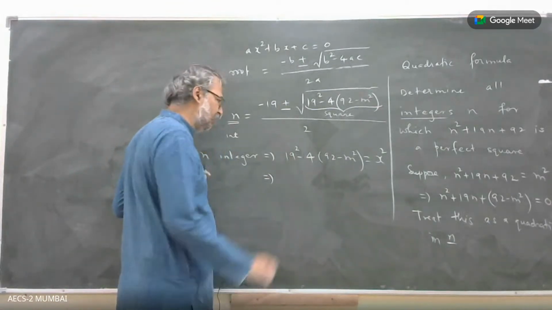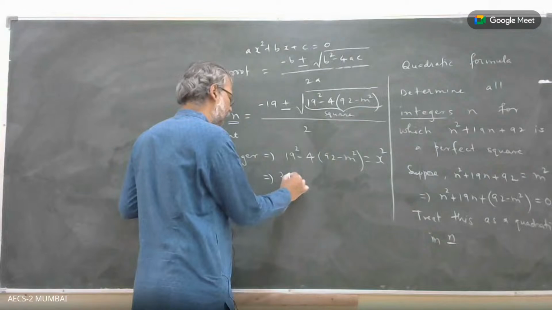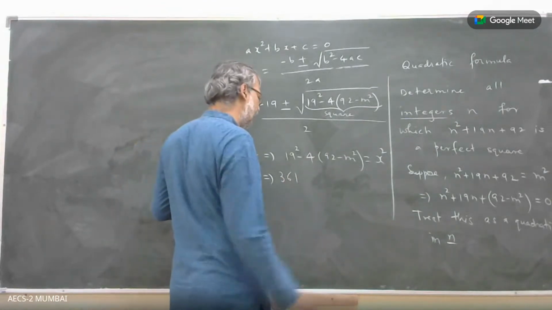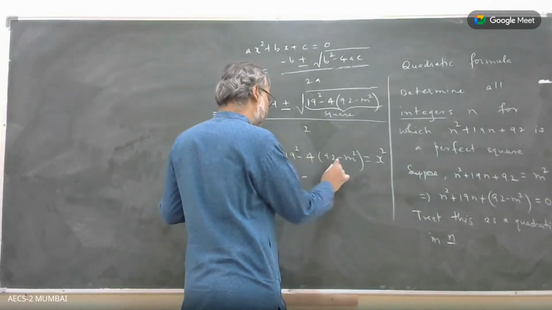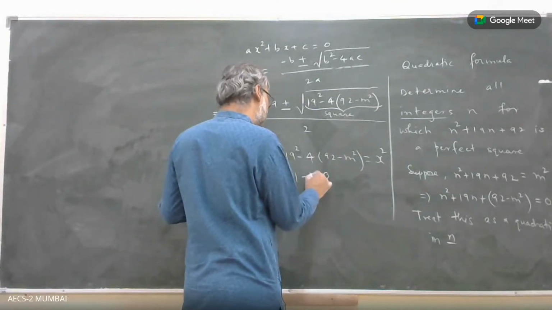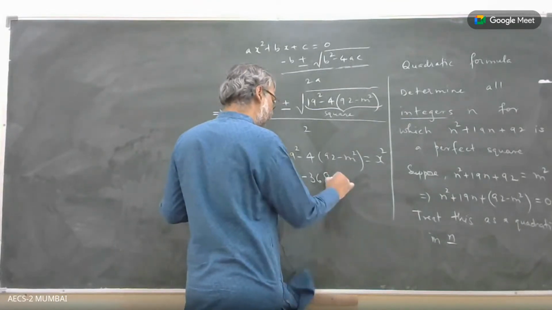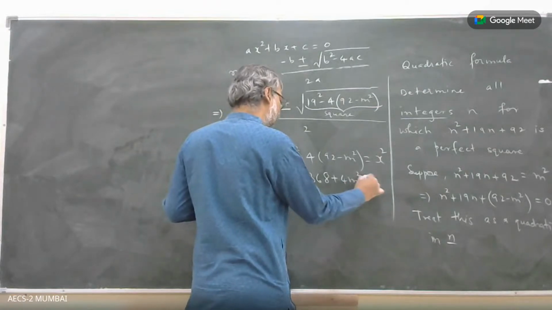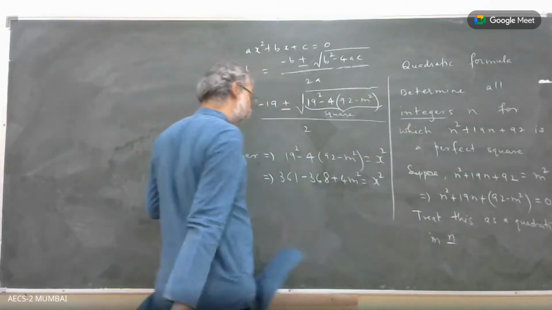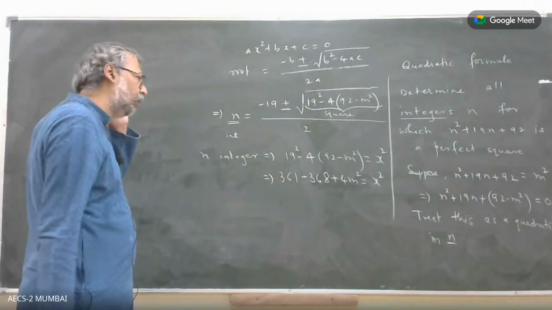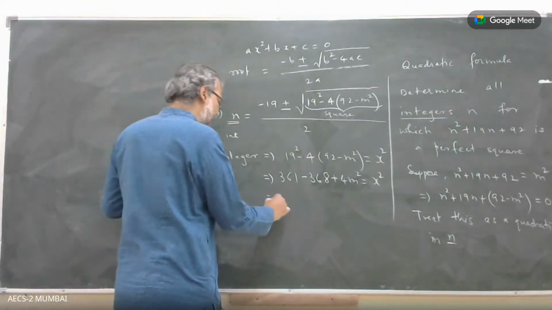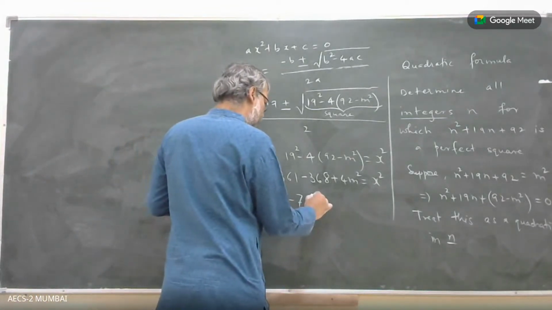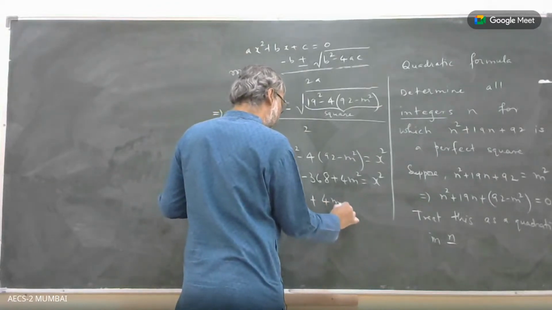Yes. So simplify this. 19 square is 361 minus 368 plus 4m square. So minus 7 plus 4m square.